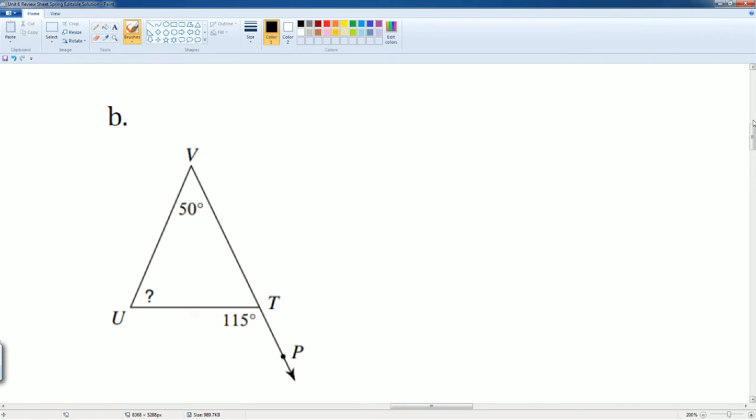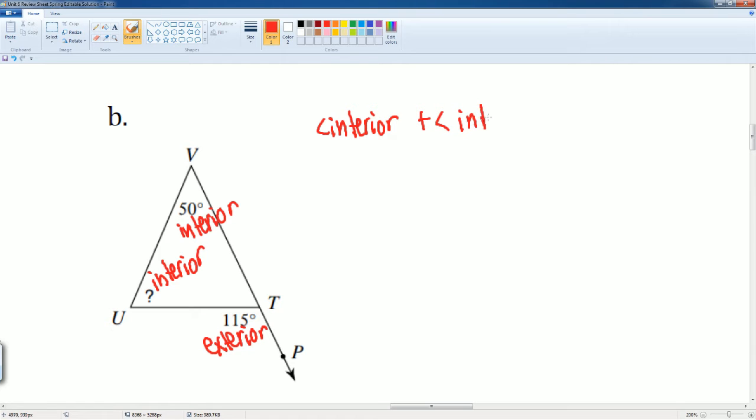For B, it's the same process. Let's label it. Your 50 is an interior because it's on the inside. Your question mark here is the interior. And your 115 here is your exterior. Setting up your equation again, let me remind you, interior plus interior angle is going to be equal to the angle of the exterior. All right, make sure you follow that.